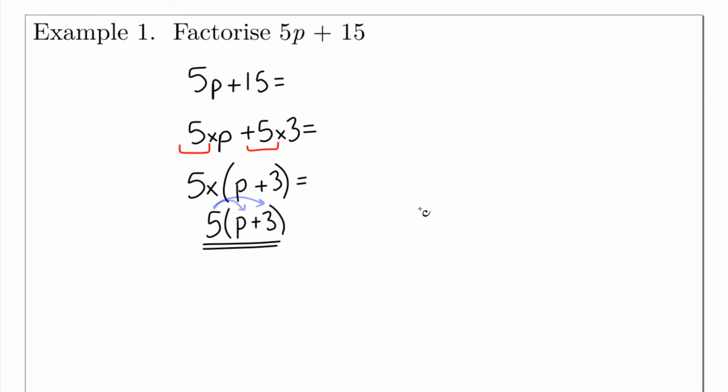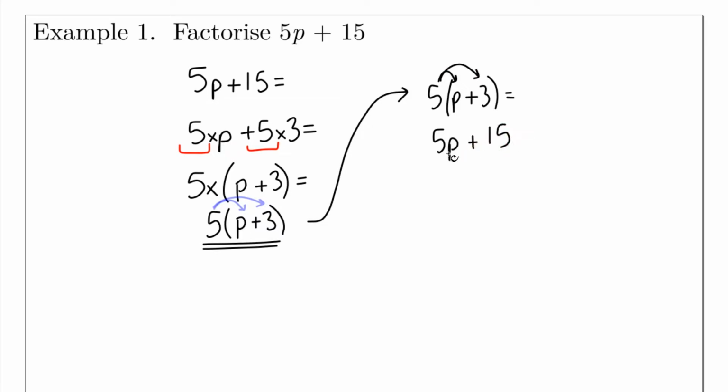And what you want to do is check your answer at the end, and the way to check that is to expand, because factorizing and expanding are the opposites of each other. So 5 times p is 5p, 5 times 3 is 15. And you see that we ended up with the same thing we started with up here, and so provided we didn't make 2 mistakes that cancel each other out, 5 open bracket p plus 3 should be the answer.